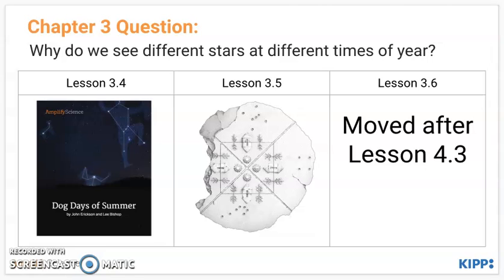In Lesson 3.5, students will use evidence from the Handbook of Stars and Constellations to identify the constellations on the artifact. They will then complete the Chapter 3 focus task.